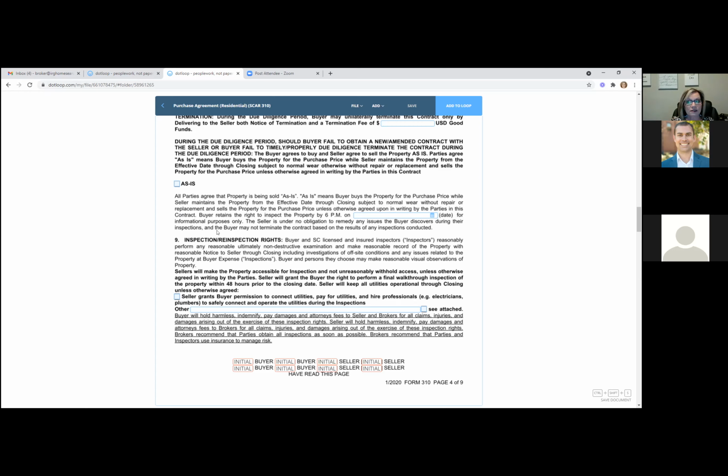Okay, here's the reason why I never want you to use this. The buyer may not terminate the contract based on the results of any inspections conducted. I'm going to read that again. The buyer may not terminate the contract based on the results of any inspections conducted. If you're trying to win a contract in all of these crazy multiple offers and you think, okay, we're going to check as is, because the buyer is not going to ask for any repairs.